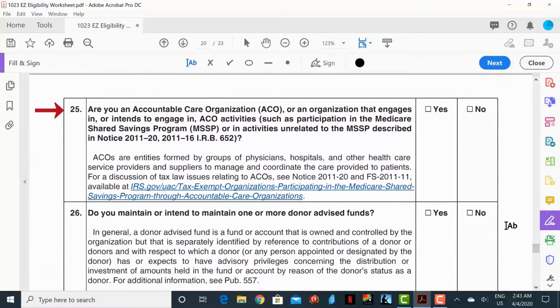25. Are you an accountable care organization or an organization that engages in or intends to engage in ACO activities or in activities unrelated to MSSP described in Notice 2011-20, 2011-16 IRB 652? No. 26. Do you maintain or intend to maintain one or more donor advised funds? No.